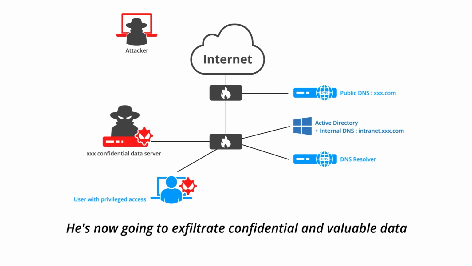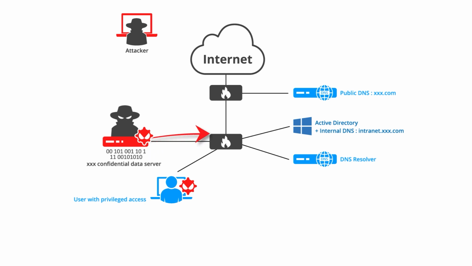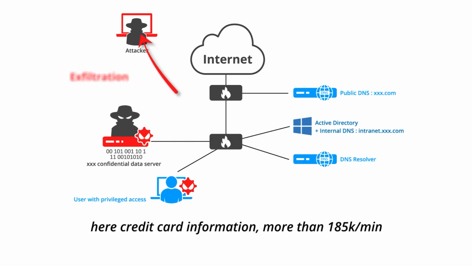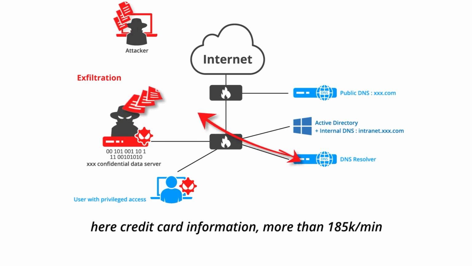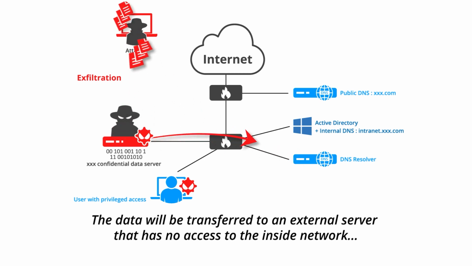He's now going to exfiltrate confidential and valuable data. Here, credit card information, more than 185,000 per minute. The data will be transferred to an external server that has no access to the inside network.